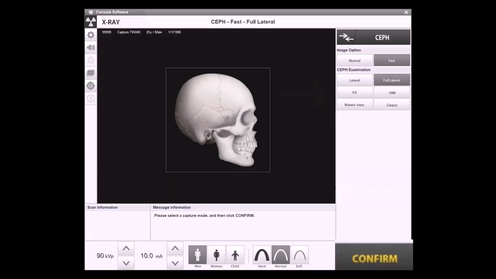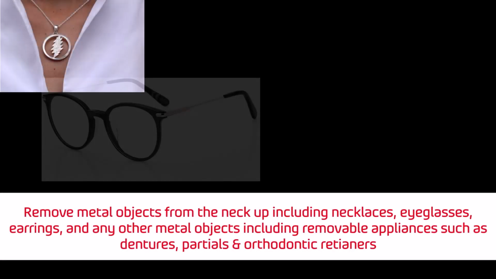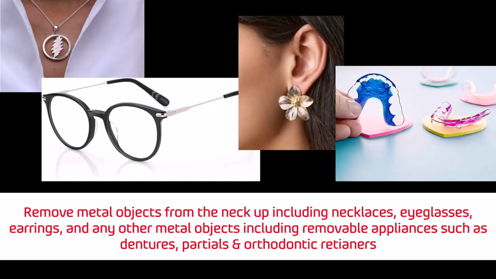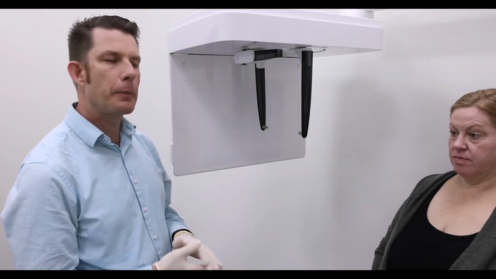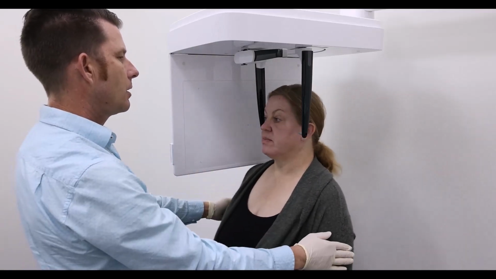Once selections are made, click Confirm and proceed with patient positioning. In preparation, have the patient remove all metal objects from the neck up, including necklaces, eyeglasses, earrings, and any other metal objects. So I'm going to go ahead and start by having our patient come into the device and stand up straight and tall for me.